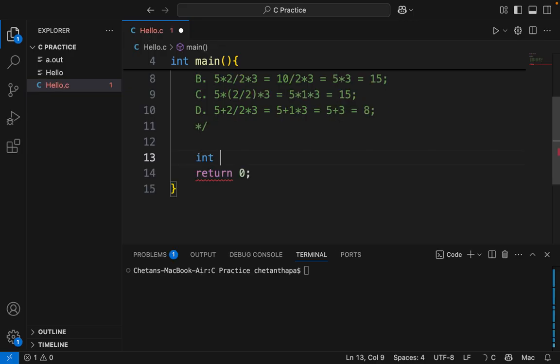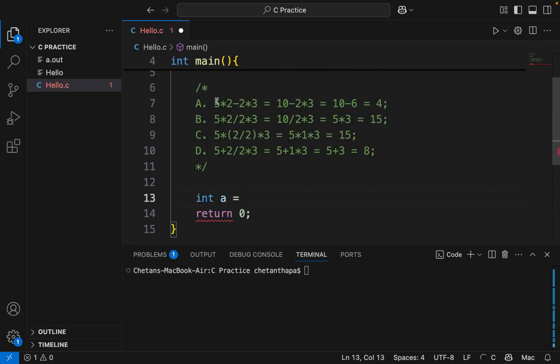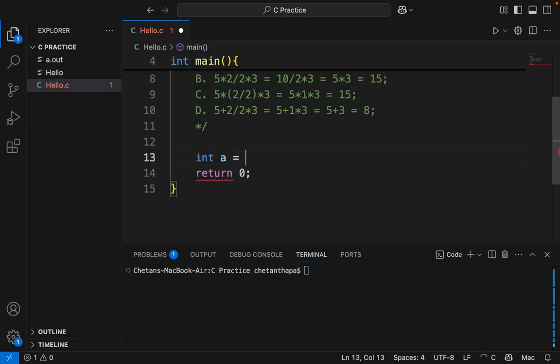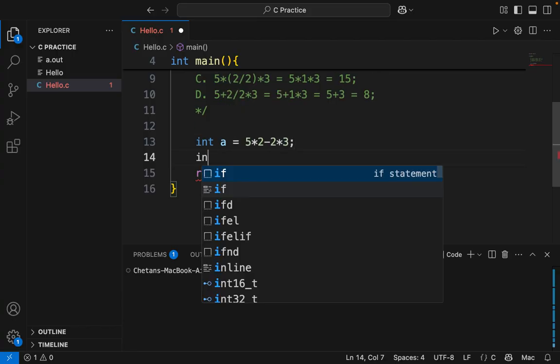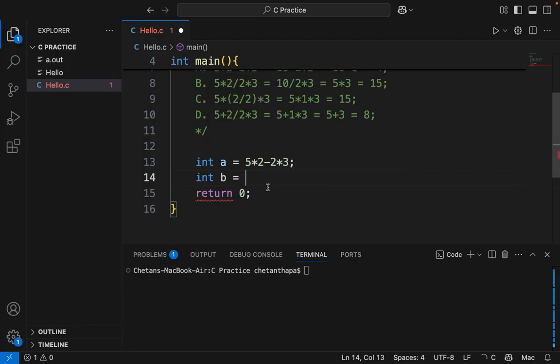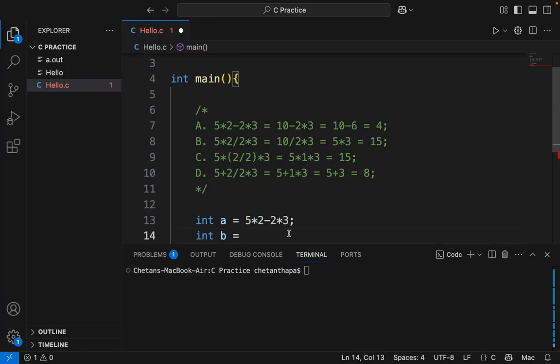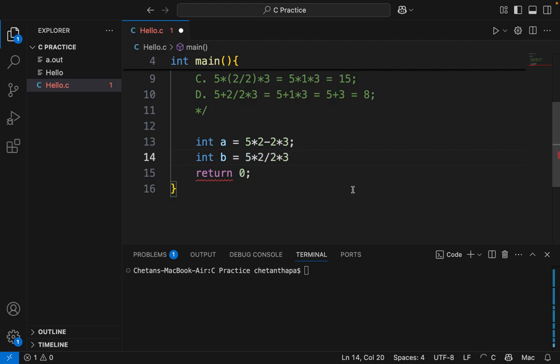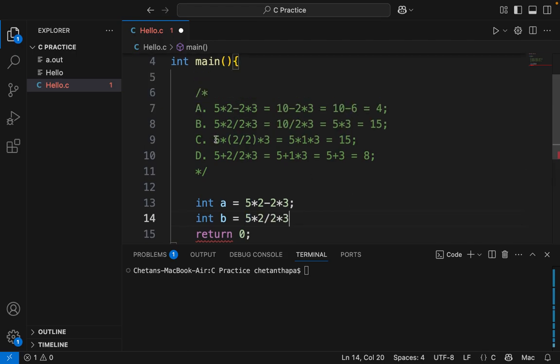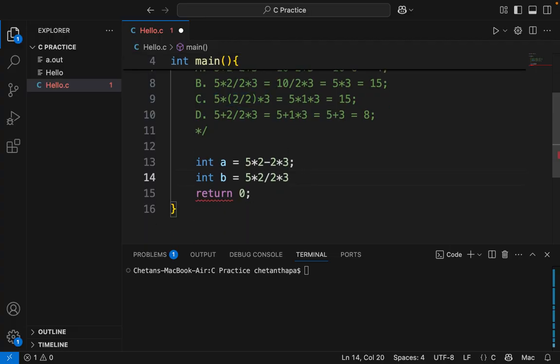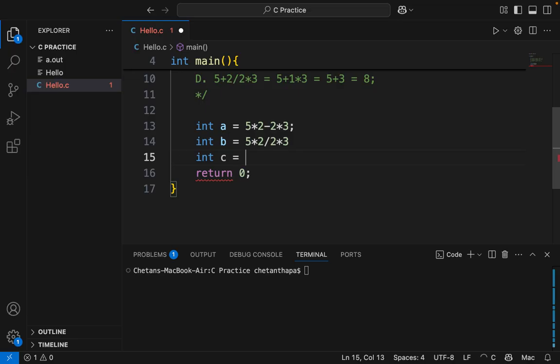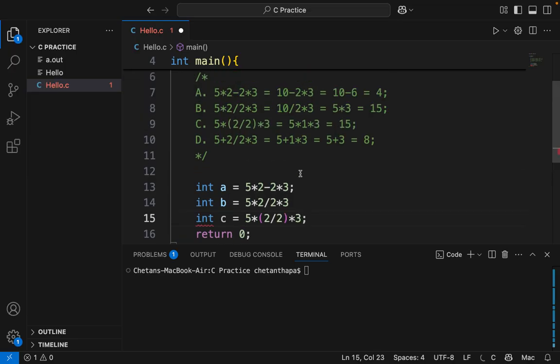int a is equal to, int b is equal to, c is equal to b.